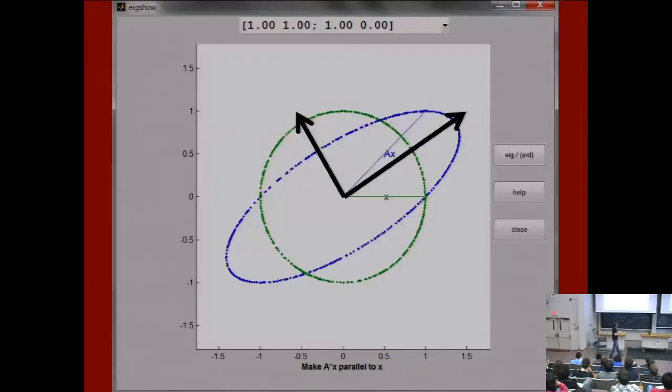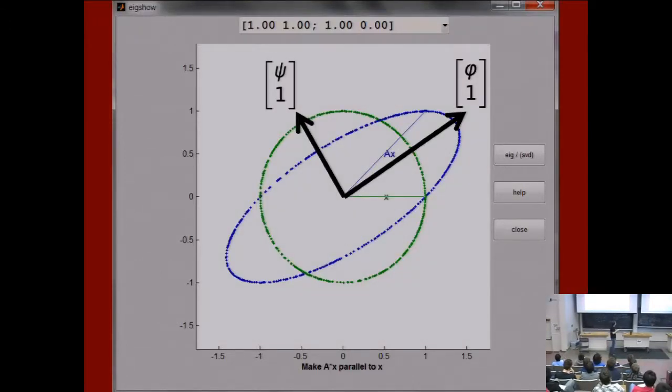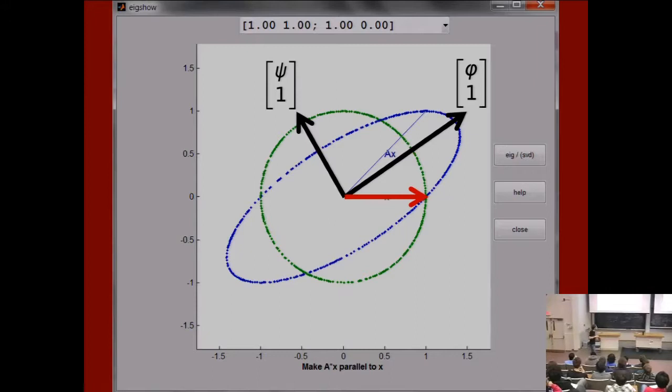All right, so what I'm saying is these two vectors, this is phi, 1, about 1.6, and this is psi, 1, about minus 0.6. These are the two vectors that get just stretched by A. But now if we go back to Fibonacci, we didn't really care about these weirdo vectors, right? We were interested in what happens when you repeatedly multiply A against the starting vector, 1, 0, which is this red vector. So we know a lot about how A acts on these two vectors, but we care about how it acts on this vector.